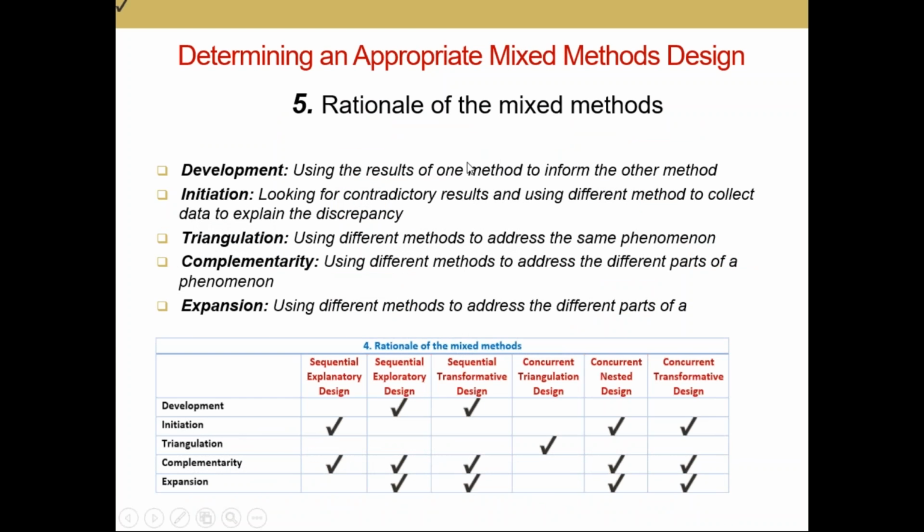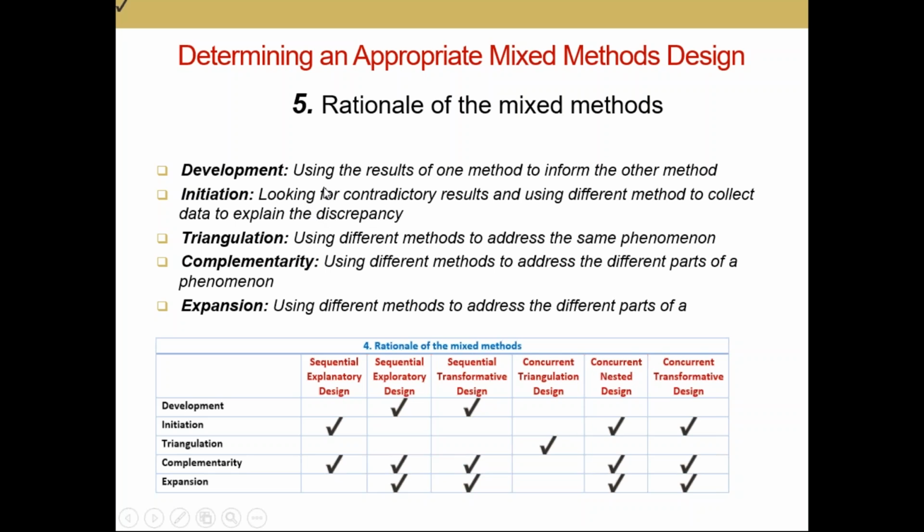Okay, the next one is the rationale. This is very important in mixed method study because you have to give the reason why you want to use a specific mixed method design, right? People are going to ask you why using concurrent nested design, or why are you using a concurrent transformative design or triangulation design. You have to have, so this will help you to make an argument to support the need for you to use the specific design.